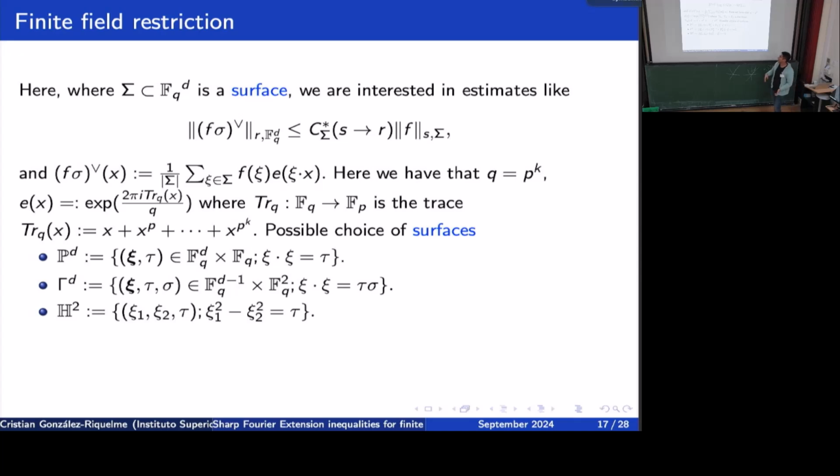Okay, so you can define everything here in general, but as I told you before, for results in general you need to be very lucky to get one. So you try to start first in the cases in which you have more structure. The cases in which we will focus now are the version of the paraboloid in the finite field case. Also you have the version of the cone, and also the hyperbolic paraboloid that is defined like this, that is also important for our purposes.